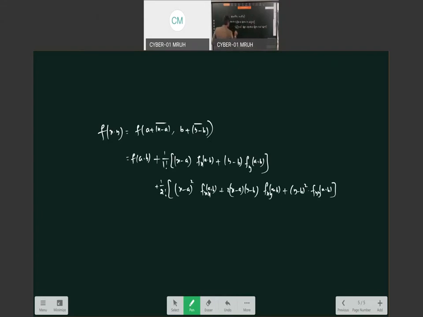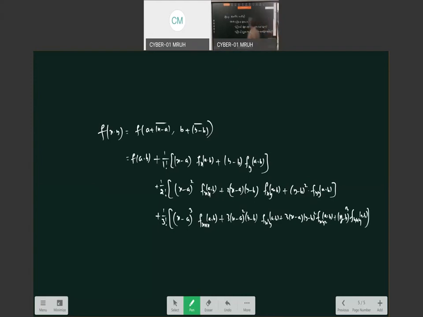Plus 1 by 3 factorial into x minus a whole cube f triple x at a comma b, plus 3 into x minus a whole square y minus b into f x square y at a comma b, plus 3 into x minus a into y minus b whole square into f x y square at a comma b, plus the last term y minus b whole cube into f triple y at a comma b.